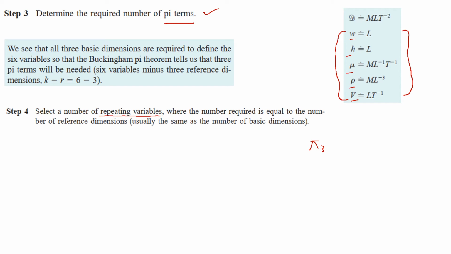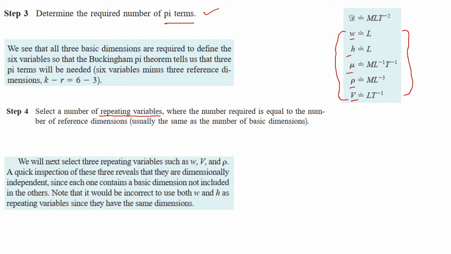And by dimensional independency, let's define that. What does dimensional independency mean? Actually, here in this example, they are selecting these three variables, the width, velocity and density, as three repeating variables. And a quick inspection of these three reveals that they are dimensionally independent, since each one contains a basic dimension not included in the other. Note that it would be incorrect to use both W, that is the width, and height as repeating variables, since they have the same dimension.